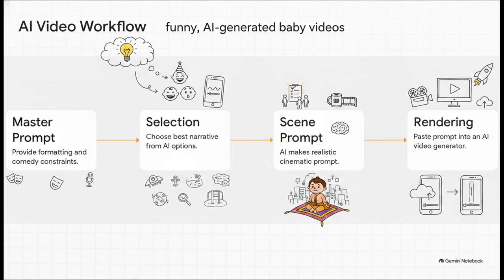First, you feed a master prompt into something like ChatGPT, giving it your formatting and comedy constraints. Second, the AI pitches you 15 different concepts. Third, you pick your favorite and it instantly writes an ultra-realistic cinematic prompt for it. Finally, you just paste that into a generator like Flow AI and boom, export it. You just completely bypass needing an expensive camera, a set, or actors.